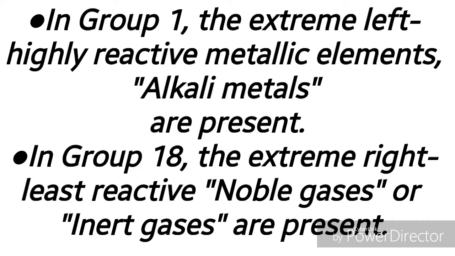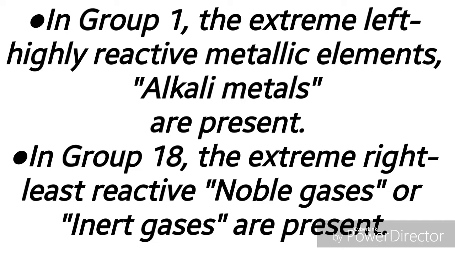Now let us see the reason why group 1 elements are called alkali metals. These are so called because they form hydroxides on reaction with water, which are strongly alkaline in nature. So this is the reason why group 1 elements are called alkali metals.